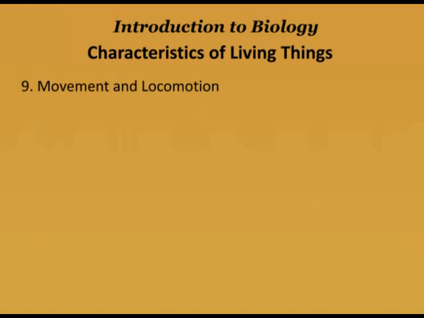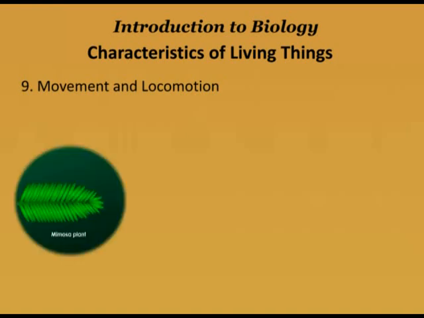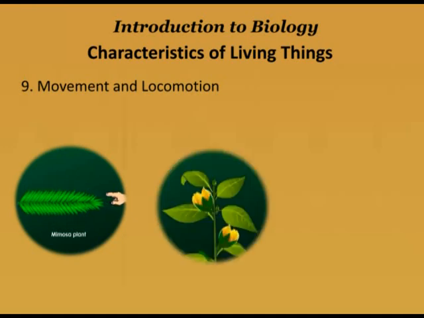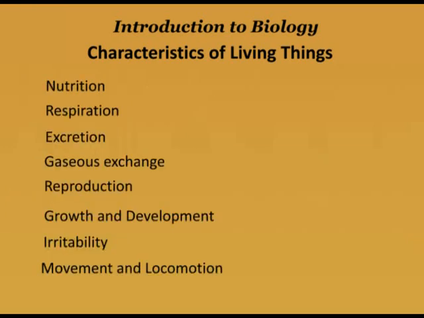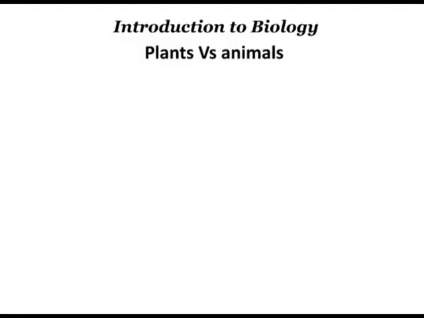Movement in plants is so minimal and it's hardly present in most of them. It may include folding of leaves, flowers, and tropism. At high school level, the study of biology is basically about these characteristics. Differences between plants and animals.